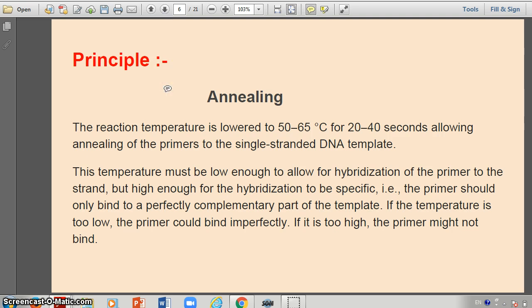Now in this step, what happens? The temperature is lowered to 50 to 65 degrees Celsius for 20 to 40 seconds. That will allow the annealing of the primers to the single stranded DNA molecules.